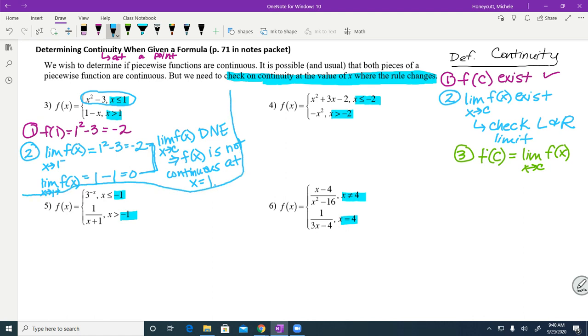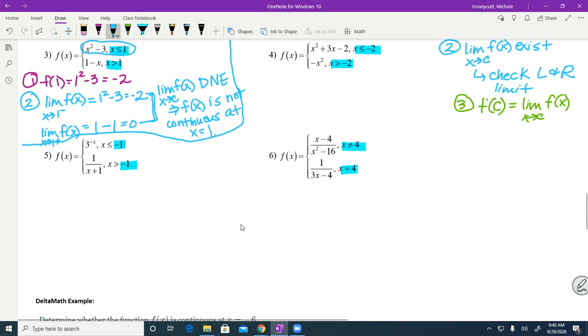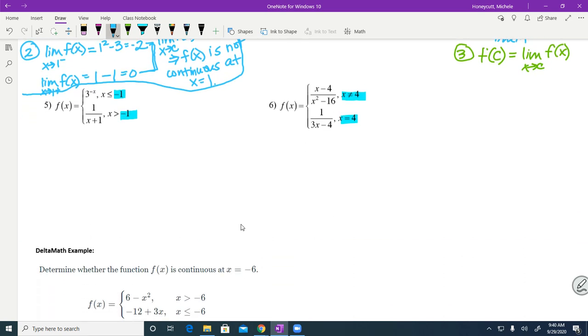Now to make sure I have space, I'm going to scroll down and do example 5 now. This time I'm interested in seeing what's happening at -1. So first condition, find f of -1. It looks like I'll use the top formula because it has that "or equal to" part, which is 3 to the negative x. So 3 to the negative, and I'm going to substitute in -1 for x. 3 to the negative -1 is the same as 3 to the positive 1, and 3 to the positive 1 is 3. Well, I got a value, it's defined, so condition 1 is met.